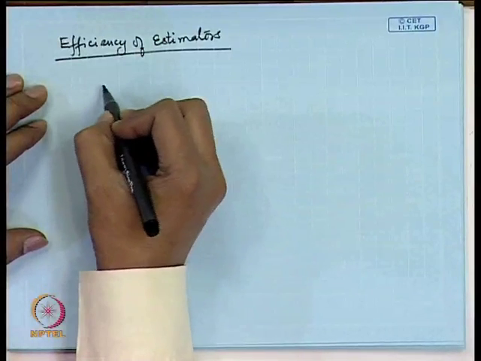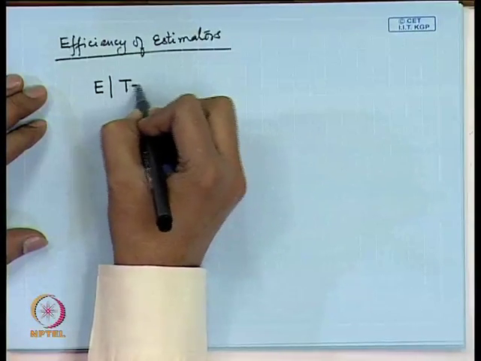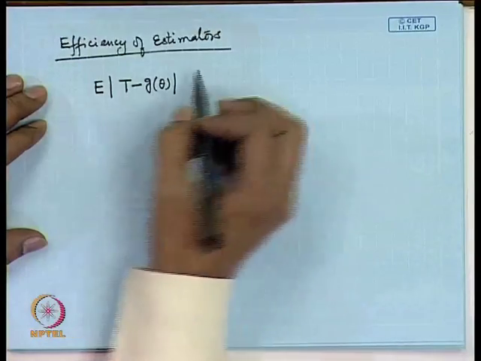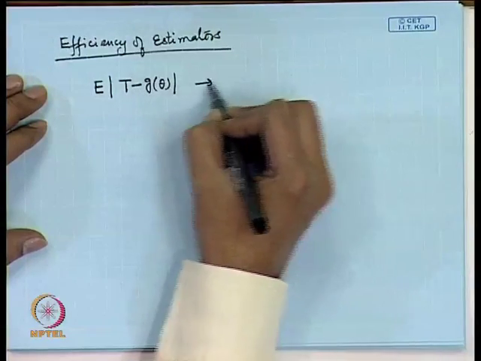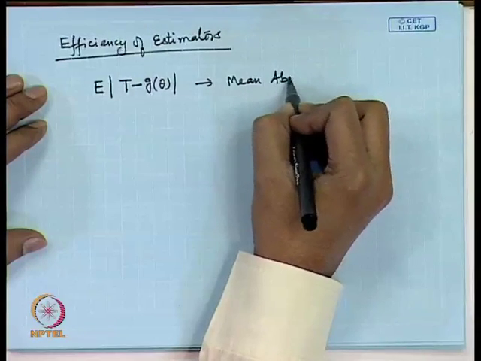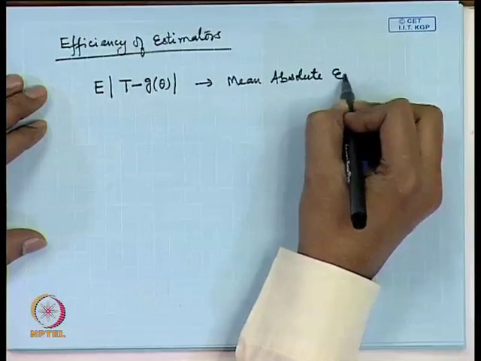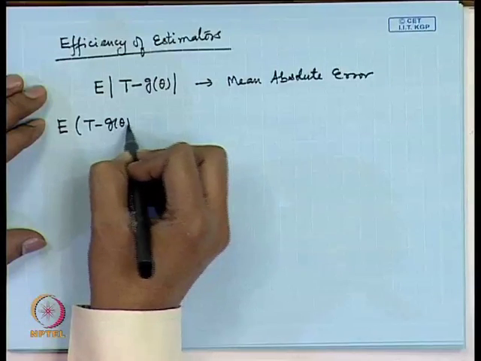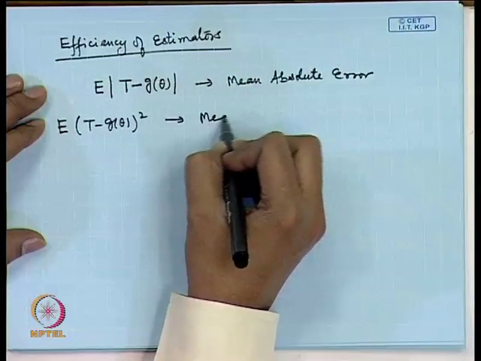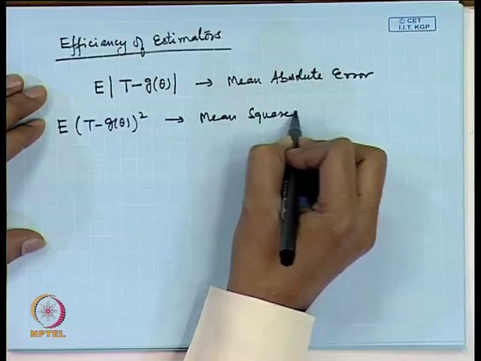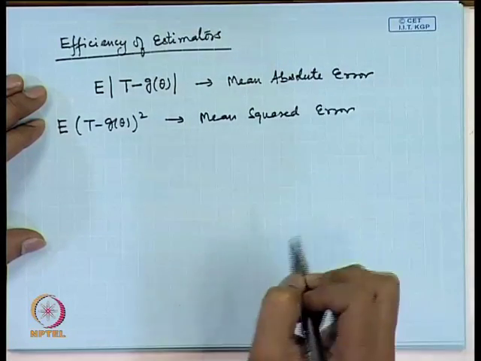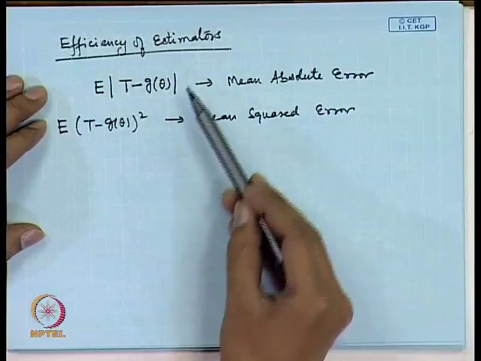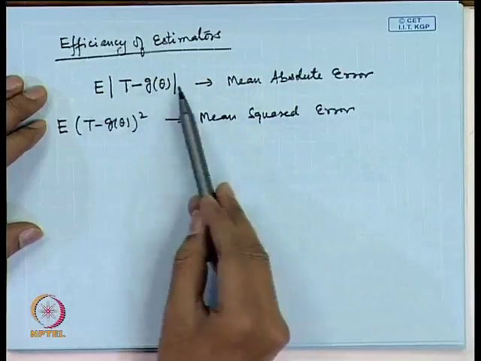For example, why not consider the absolute error and then take the expectation. So, one may consider expectation of the absolute value of T minus g(theta). This is called the mean absolute error. Or one may consider expectation of T minus g(theta) whole square, which is called the mean squared error. So, I will pay some attention to this in the definitions.